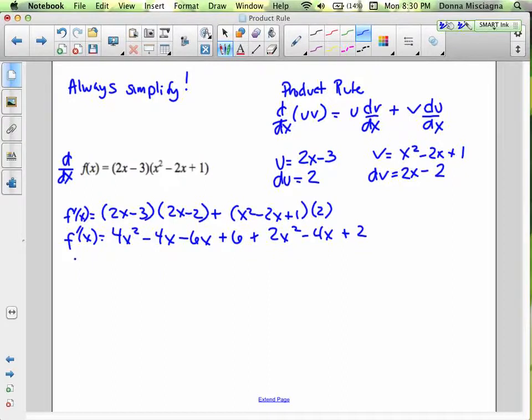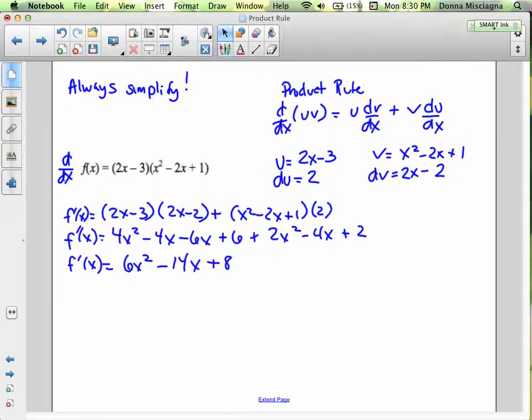All right, so let's just add our like terms. 4x squared plus 2x squared, that's going to be 6x squared. We got a negative 4x, a negative 6x, and a negative 4x. That's going to be a negative 14x. And we have a 6 plus 2. I knew there were two constants. Let's add those together. We have a plus 8.